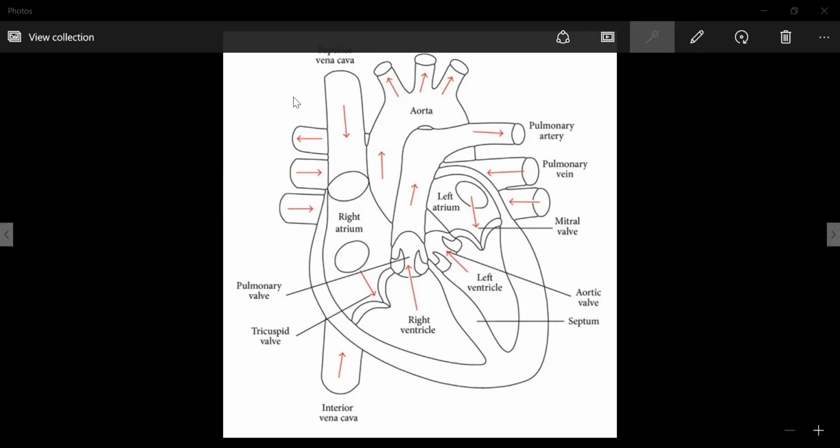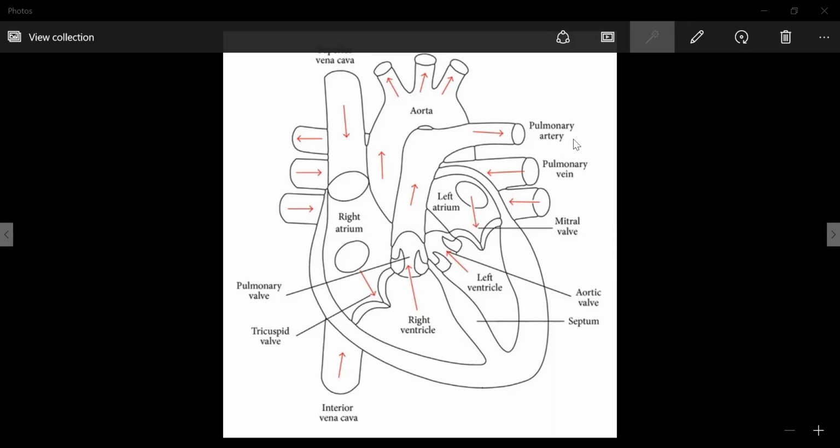Okay, so as you can see in this picture, the heart is divided into two halves, the left and the right. The blood enters the right hand side from the different parts of the body via the superior vena cava and the inferior vena cava into the right atrium. Here it is collected. Then the same blood is passed on to the right ventricle, from where it is further pushed towards the lungs via the pulmonary artery.